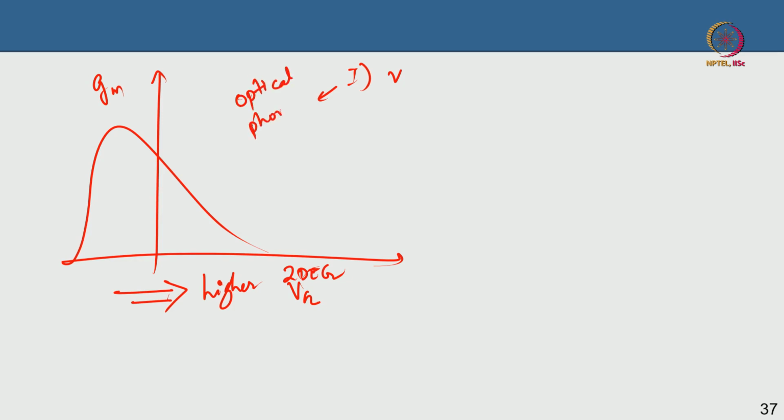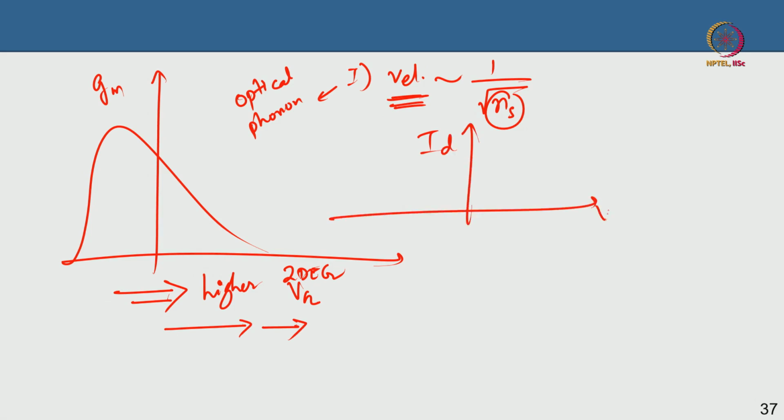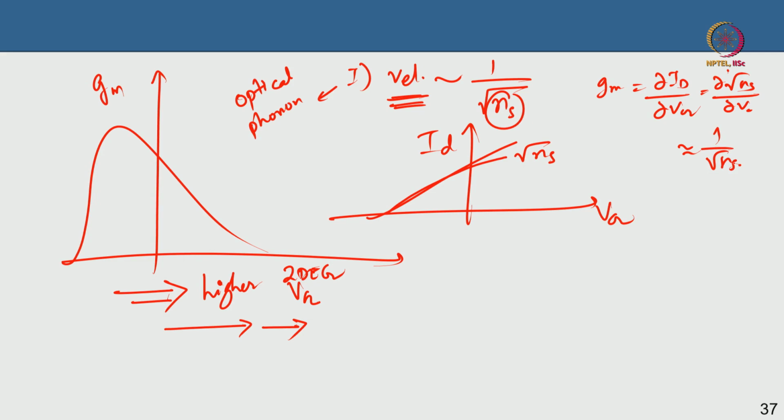Okay, optical phonon scattering. This theory says that the velocity of electrons reduces as your electron density increases as a function of 1 by square root of ns, which means as you are going towards higher and higher gate bias, you are increasing the 2D electron gas density, which means your velocity is falling down, and because this velocity is falling down, the overall ID versus Vg does not go linearly like that, it goes slightly non-linear like that, and because of that it goes like square root of ns. And because your Gm is the derivative of ID versus Vg, if you have a derivative of square root of ns by Vg, it will become 1 by square root of ns, and that is why the Gm falls off this way.